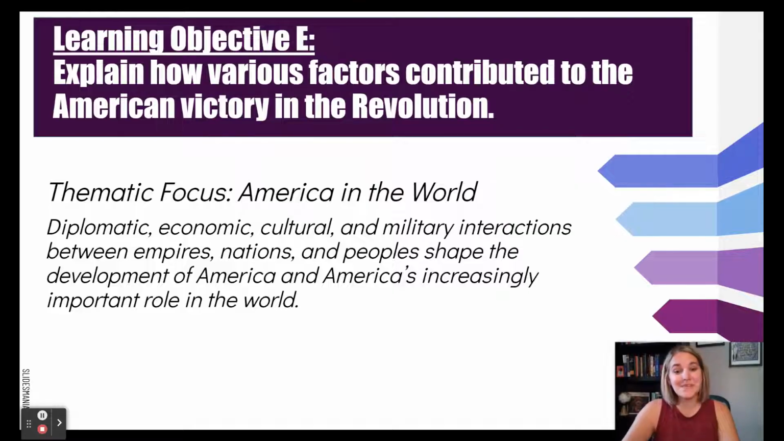So what this means is that we are really going to zone in on the factors leading to the American victory. We're not looking at a lot of the military history. We're not looking at the battles. There's a lot of things that we're going to skip over. This simply isn't going to be an all-encompassing American Revolution video. Rather, it will be really in-depth on these various factors.